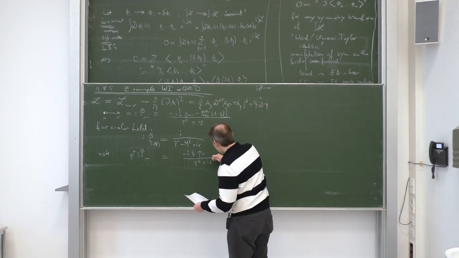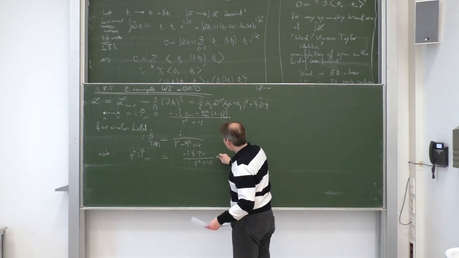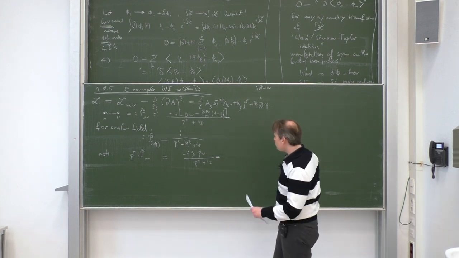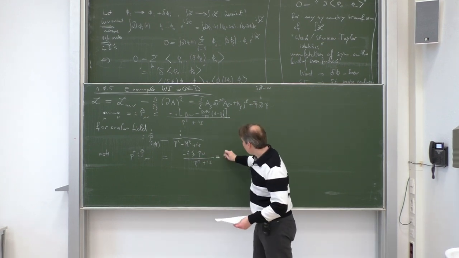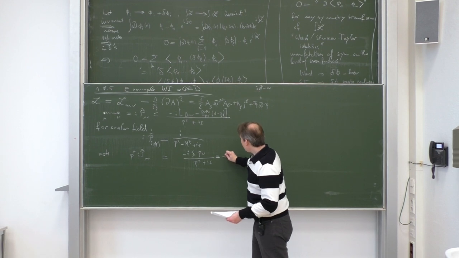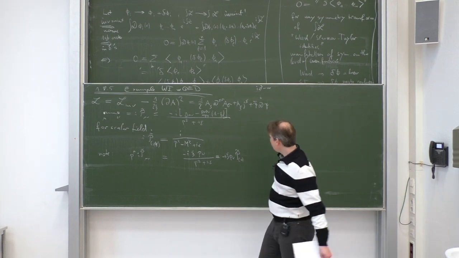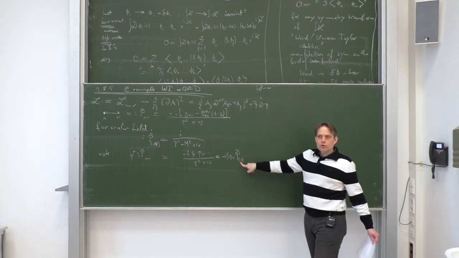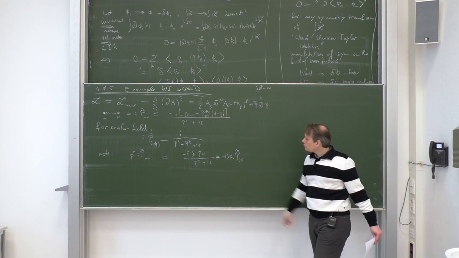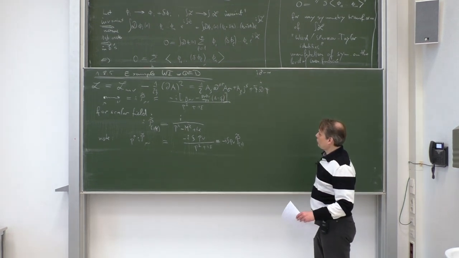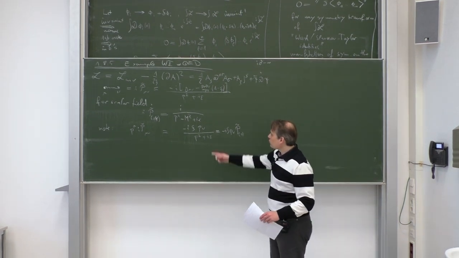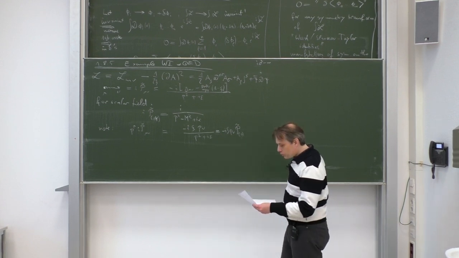Okay, and this is now possible to express in terms of the scalar field propagator. Namely, here we really have minus i times xi times p nu times the scalar field propagator at mass equals zero. So that is a relationship for the tree-level photon propagator.